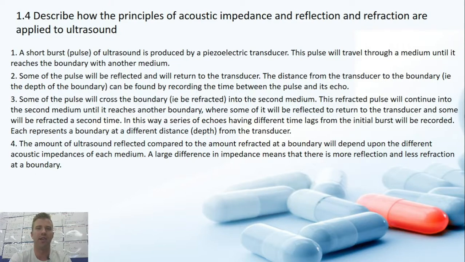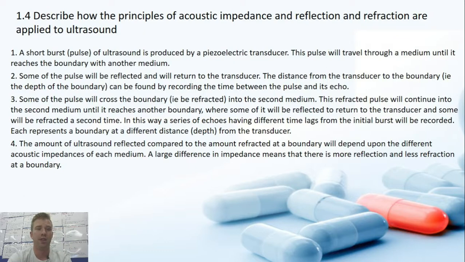In this series of echoes, different time lags from the initial burst will be recorded. Each represents a boundary at a different distance from the transducer, so you can picture this as a cross-section of the wave going through different materials.